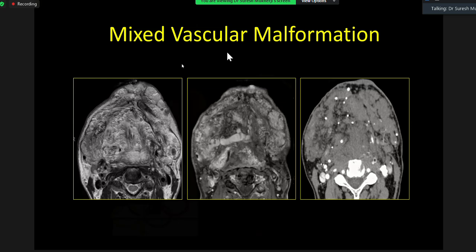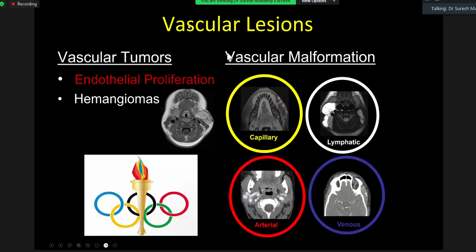So in summary, what we've done over the last 15 minutes or so is that we looked at vascular lesions of the head and neck. And what I tried to give you was that simplified approach. Just to finish up, we talked about the vascular tumors. Remember, these are defined as endothelial proliferations, and we specifically talked about hemangioma. These were lobulated lesions that enhanced with contrast and had multiple flow voids.